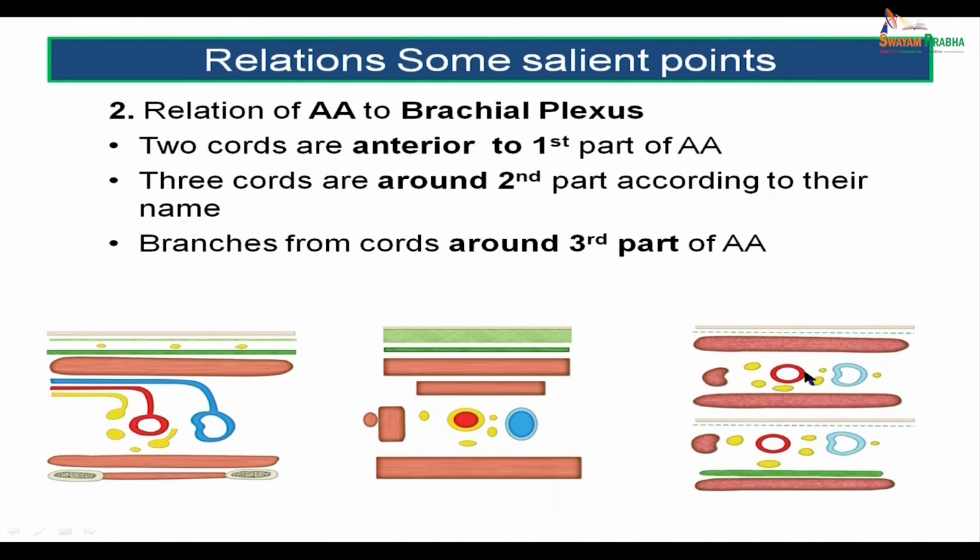In the third part, what we find is the branches of the cords of brachial plexus. They are related around the third part of the axillary artery. So, this is what we have to remember in the relations of the first part, second part and third part of the axillary artery to the brachial plexus, its cords and branches.